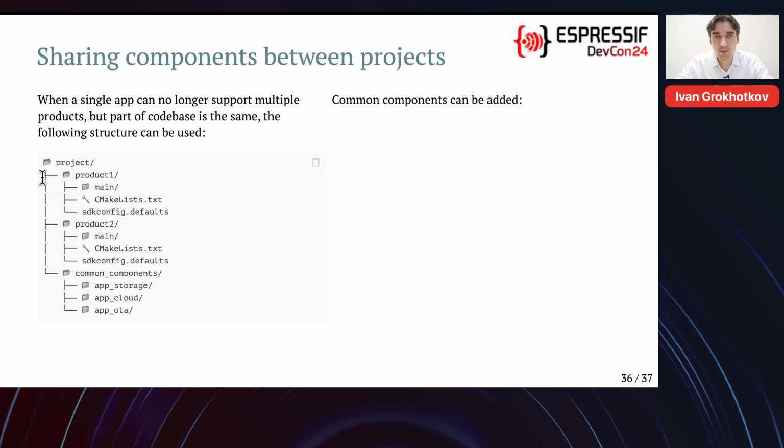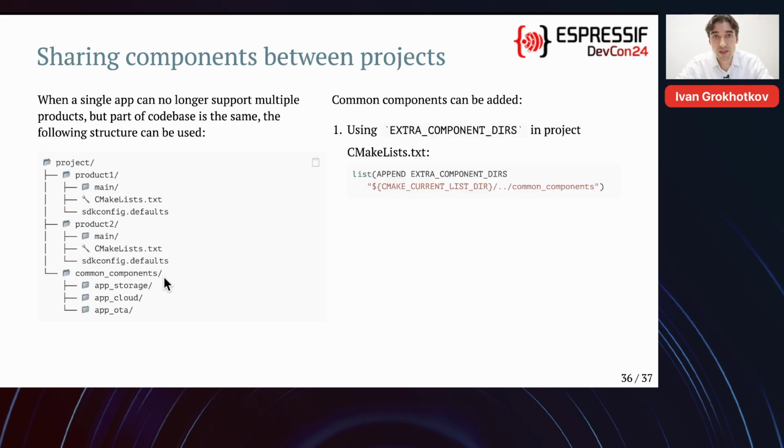Here is an example layout of a project that you could adopt. In this case, I have multiple IDF applications, one for each product inside the project directory. And there are certain components which will be common between the applications that are located in the common components directory. There are a couple of ways to add common components to those product applications. One is to specify the extra component dirs variable. In this case, in the project CMakeLists file, you can add the common components into extra component dirs, and those components will be built within your project. You can either add the whole common components directory or add specific components that you need.